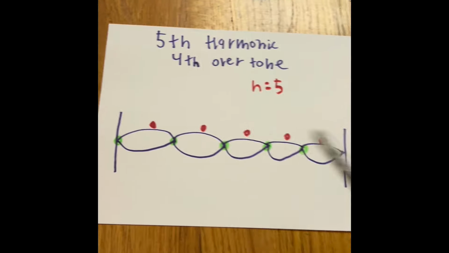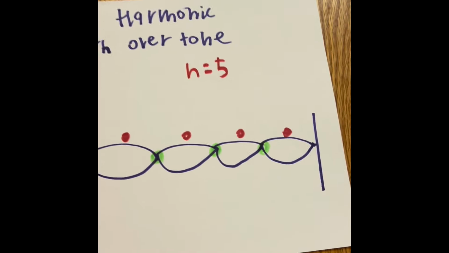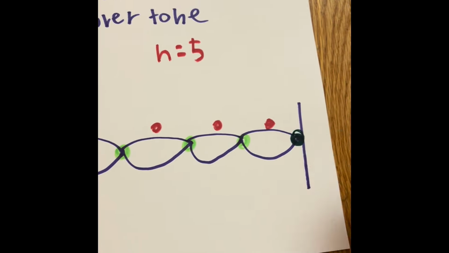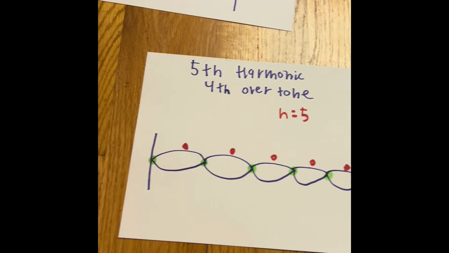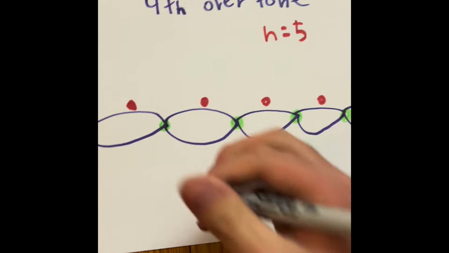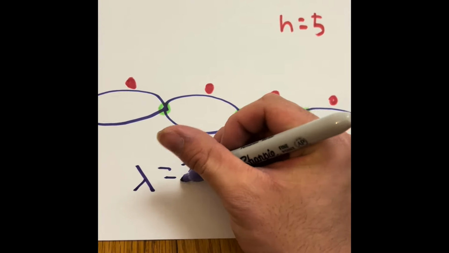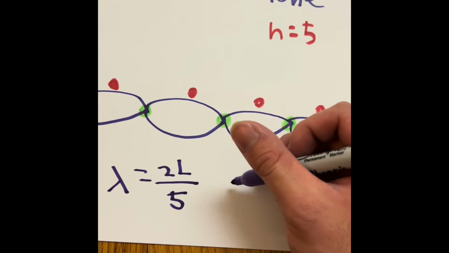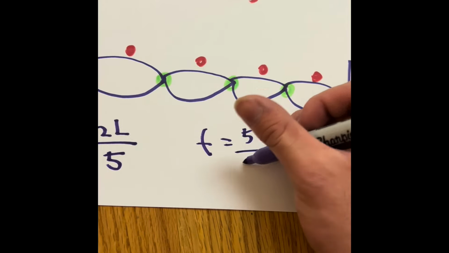And we also have 1, 2, 3, 4, 5, 6 nodes. That one should actually be colored in. So we have 6 nodes. If you were to put this into a formula, then we are going to get the wavelength equals 2 times the length, divided by 5, because of the number of antinodes. And that's going to be the frequency equals 5V divided by 2L.